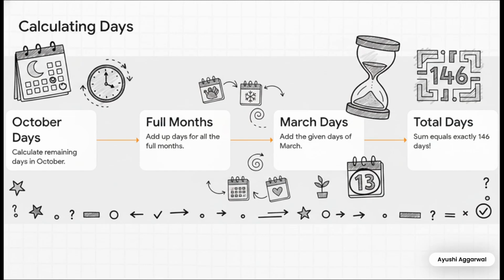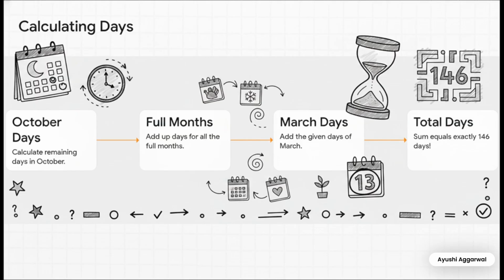Then we just add the full months. November is 30, December is 31, January is 31, and February in 2022 is 28 days. Finally, we go up to March 13th, so we add 13 days. Add them all up together, 13 plus 30, 31, 31, 28, and 13. The total is exactly 146 days.